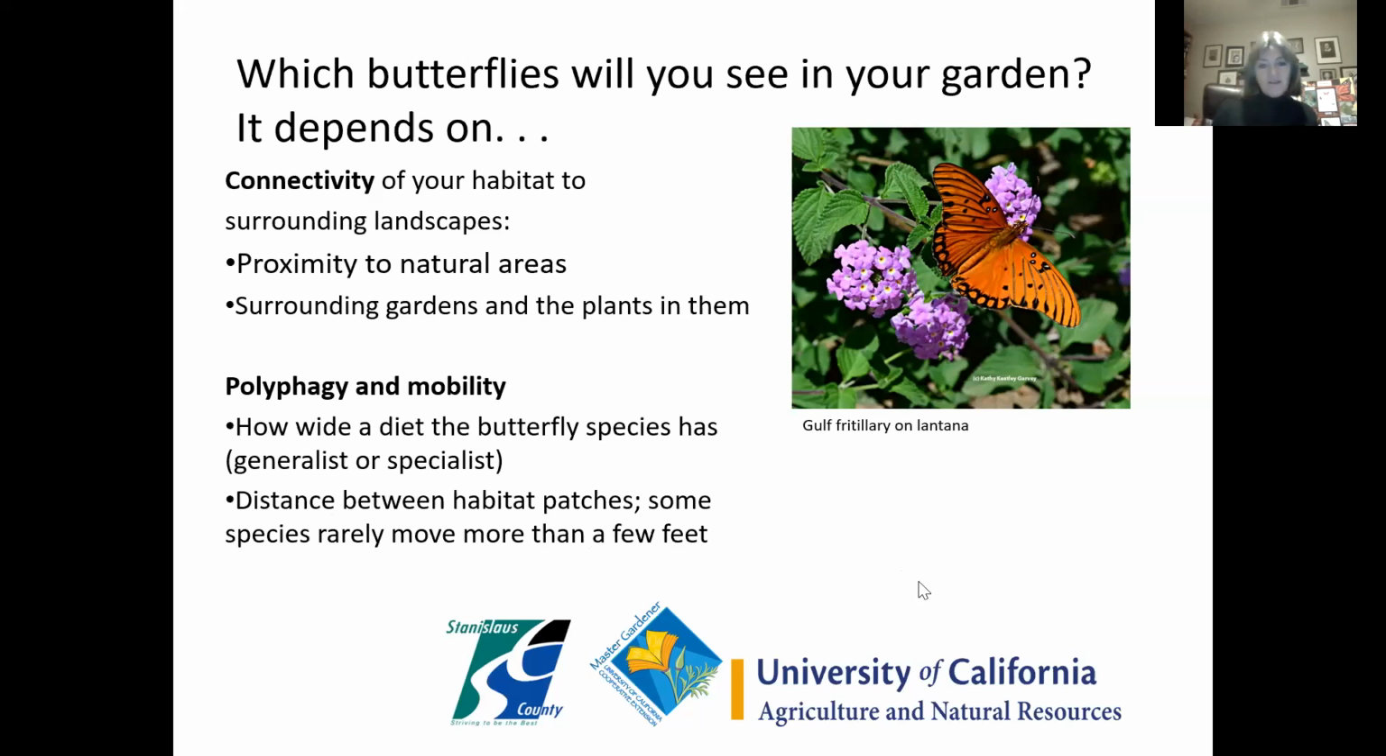In our area, you'll see the Gulf fritillary a lot, which you see here in the picture. It's on a lantana. The Gulf fritillary might be confused with a monarch at times because of its orange and black coloring. It does have fairly large wings like a monarch, but you can see that there's no white spots on the edges like you would see on a monarch, so it's a little different.